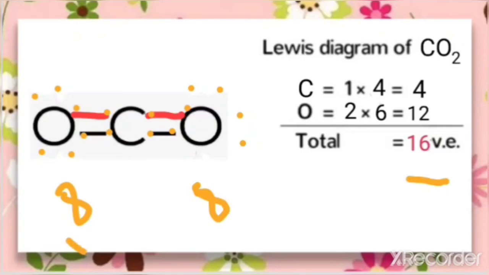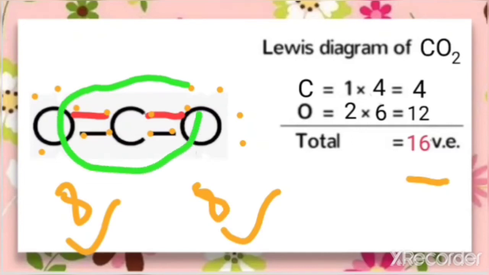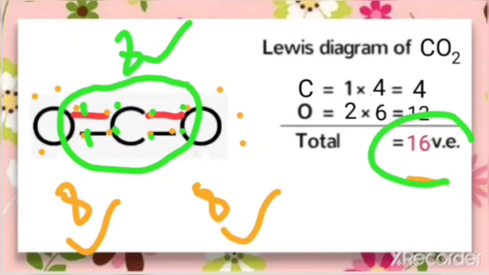So the terminal oxygens are satisfied. What about the carbon? Look at the carbon. This many electrons are for carbon. So count the number of electrons. 1, 2, 3, 4, 5, 6, 7, 8. Now the carbon is getting 8 electrons. So we can say that here all the atoms get satisfied by getting 8 electrons. That means the octet is complete. So we can say that this is the correct structure. And here we can say that the total of 16 electrons are used. So it is the correct structure.